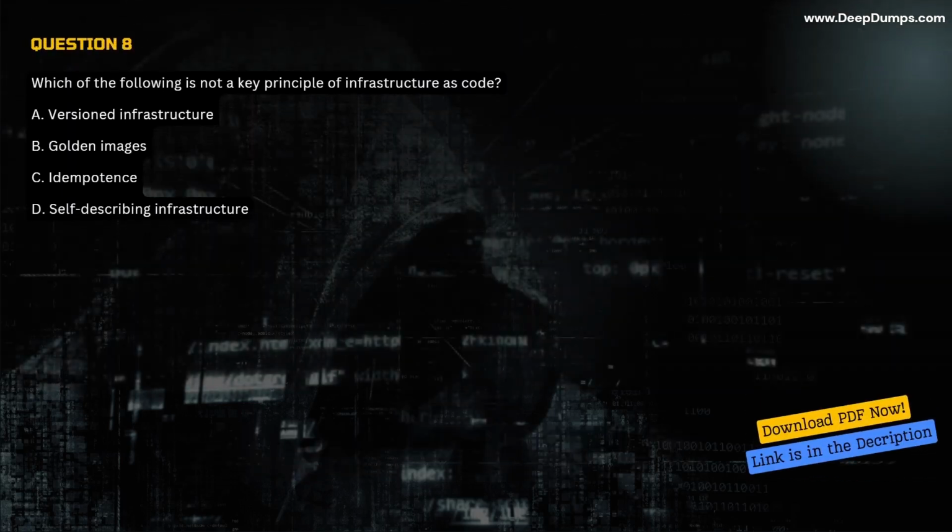Question 8. Which of the following is not a key principle of infrastructure as code? A. Versioned infrastructure. B.